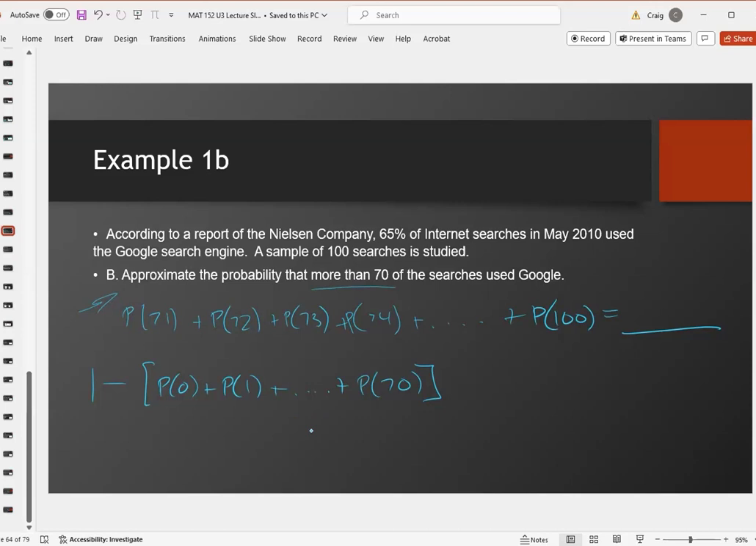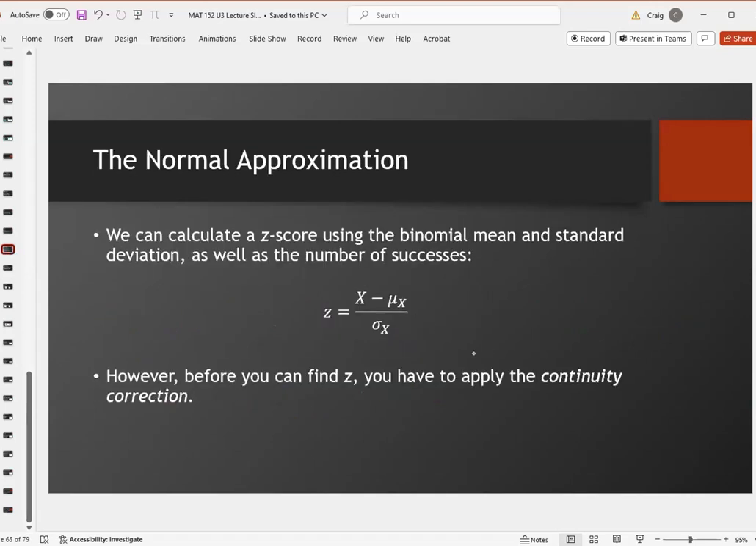If you think back to that Excel project that you did, your images should have kind of looked like bell curves. They should have kind of looked like normal curves, like the shape you've been seeing for those normal distributions. And it's because we can approximate one with the other. We can calculate a z-score using the binomial mean and standard deviation, as well as the number of successes that we're interested in. Okay. But before we can do that, we have to apply what's called the continuity correction.